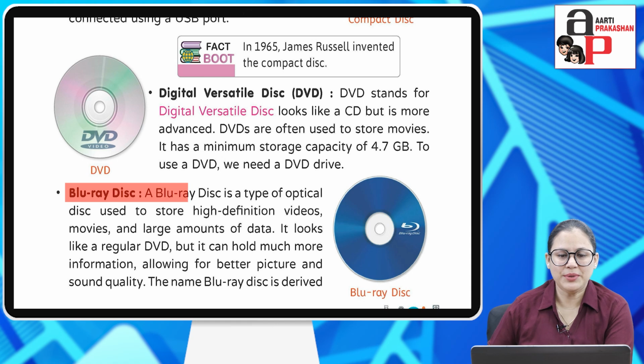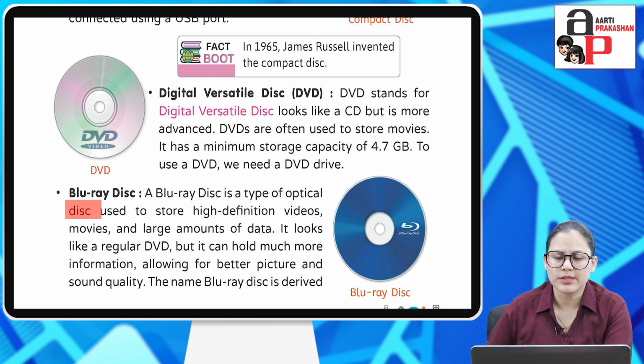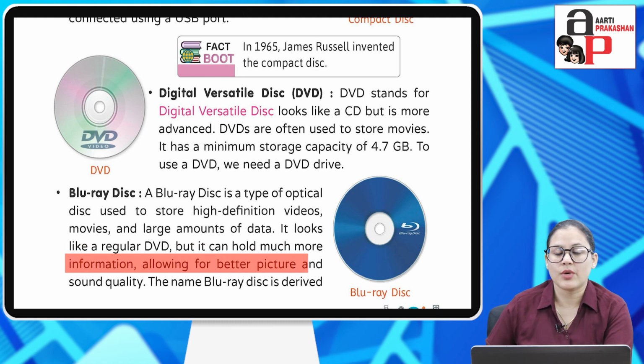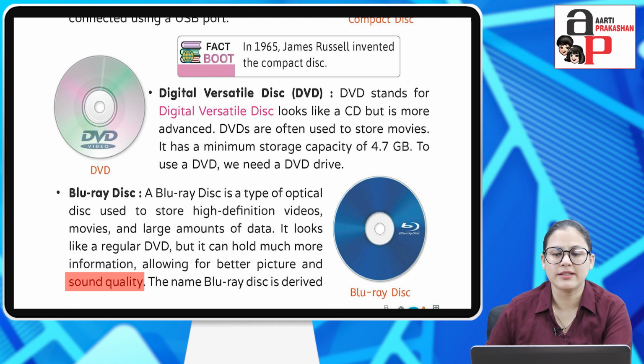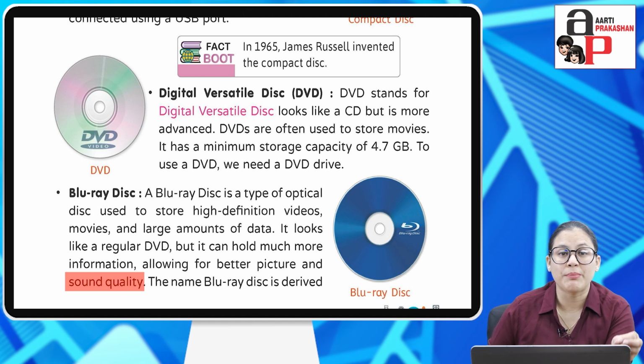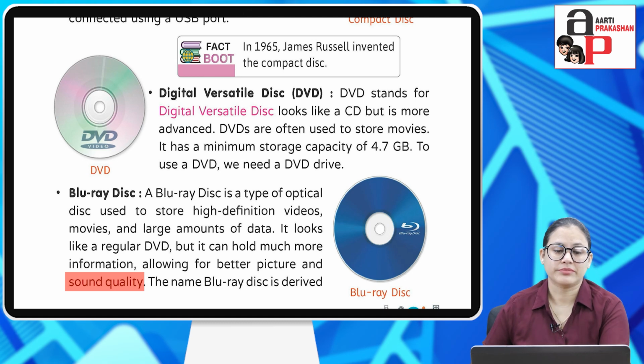Blu-ray disc. A Blu-ray disc is a type of optical disc used to store high definition videos. High definition, you can see HD videos, movies and large amounts of data. It looks like a regular DVD, but it can hold much more information, allowing for better picture and sound quality. So a Blu-ray disc, as you can see here, is also like a DVD, but it can hold much more information comparatively.